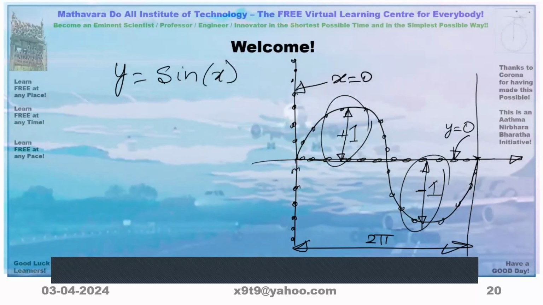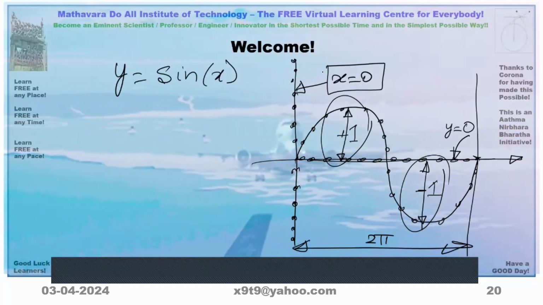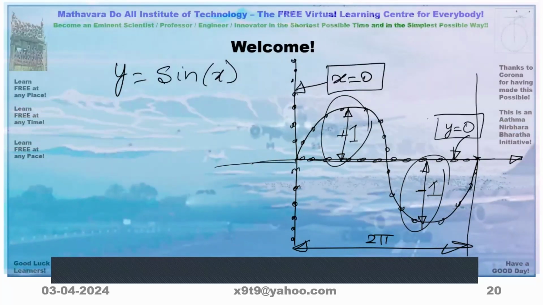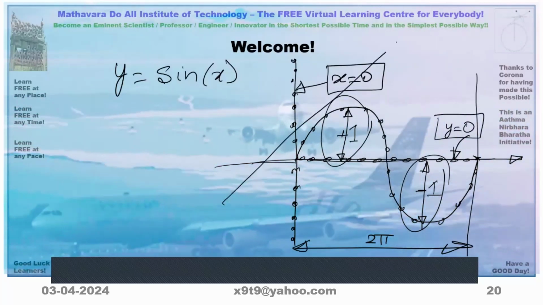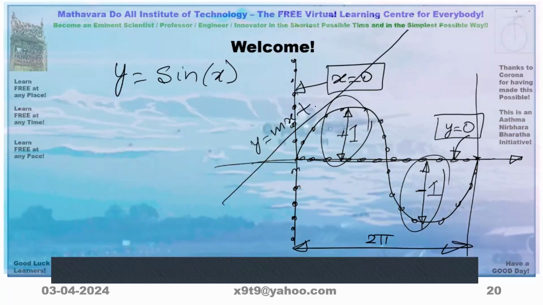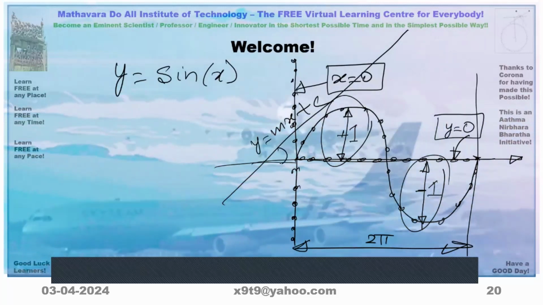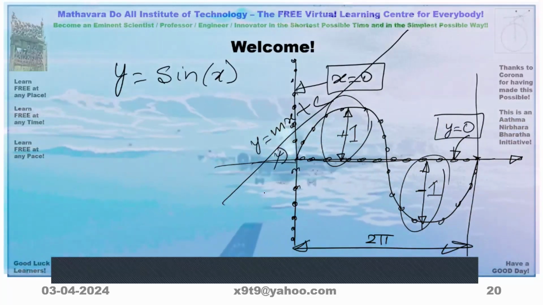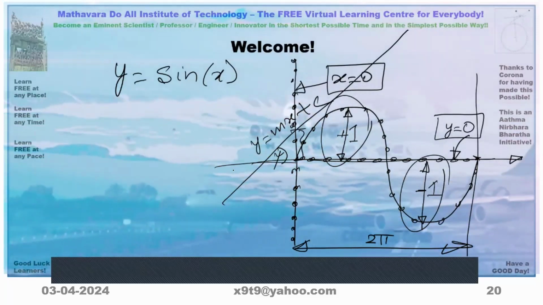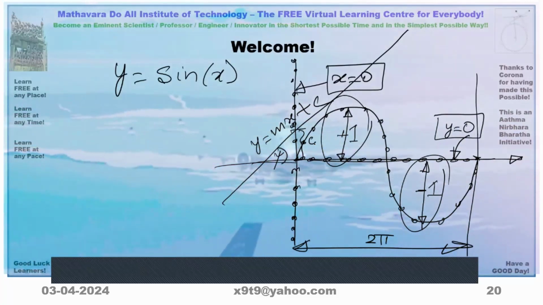So every point on the y-axis will have the equation x equal to 0. Every point on the x-axis will have y is equal to 0. A line like this will have y is equal to mx plus c. So m is the angle of inclination with the positive direction of x-axis, and c is this height at which the line cuts the y-axis. So that is called intercept on y-axis.